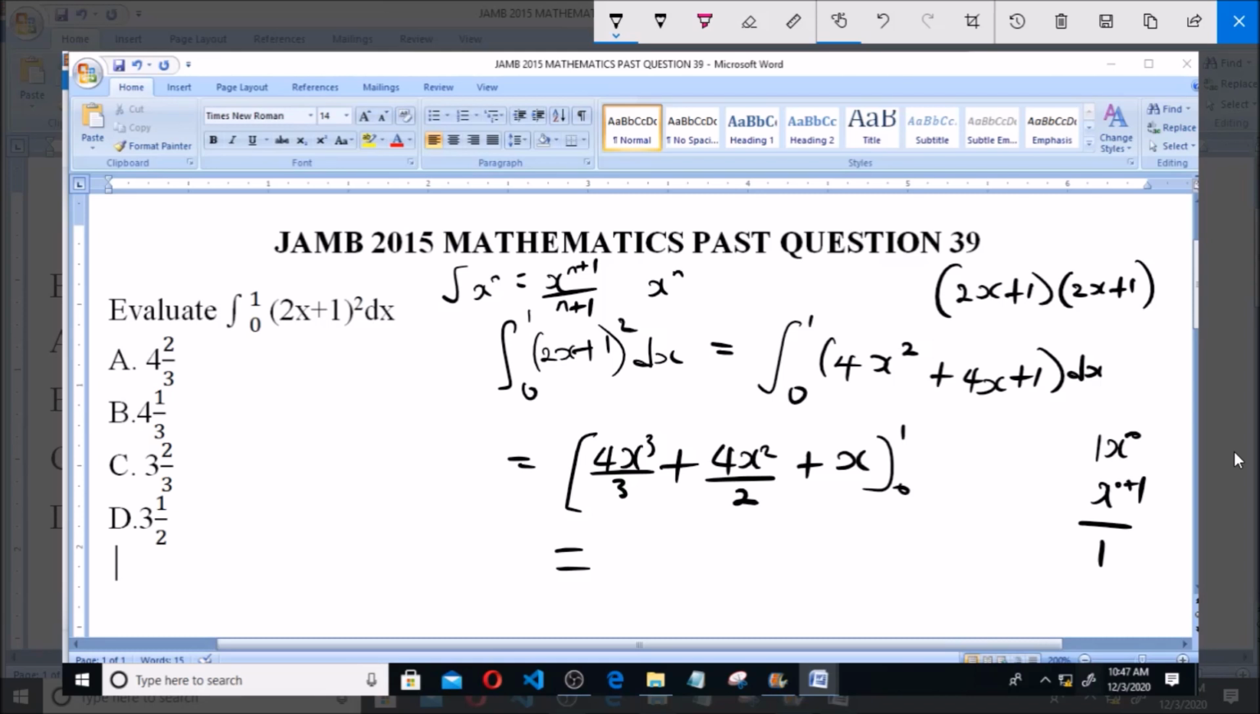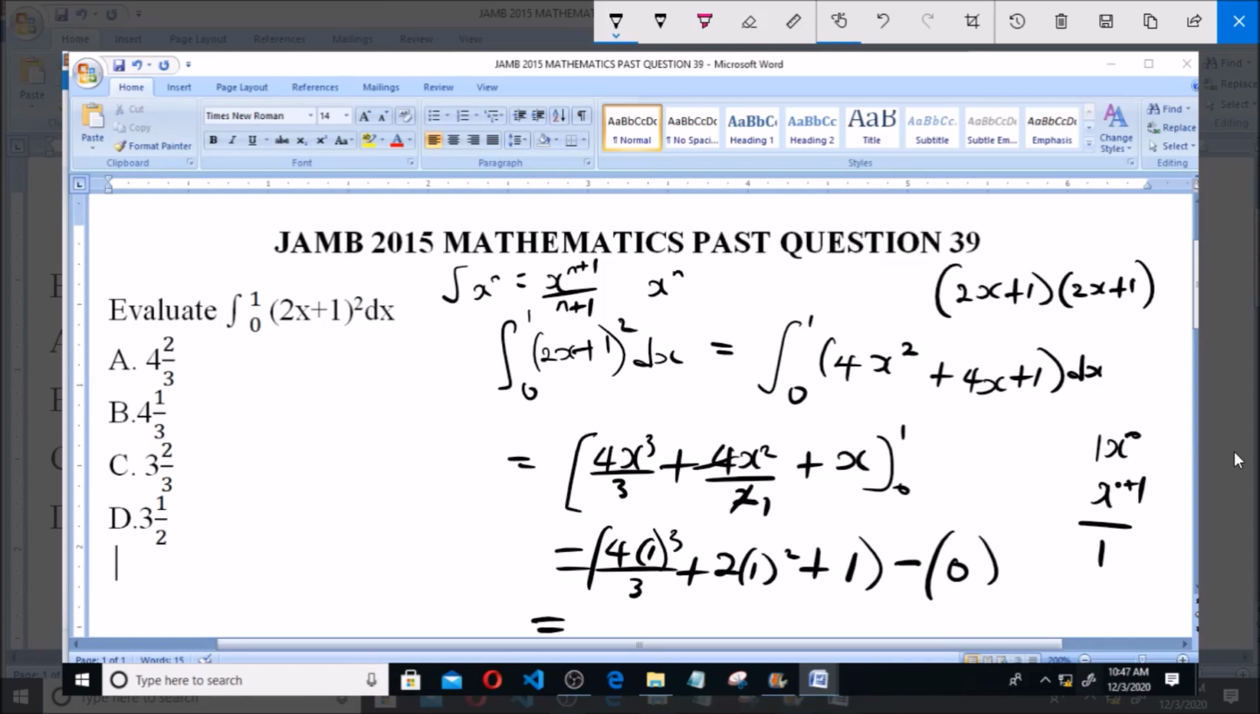now having limits 0 to 1 simply means that we have 4 into, when x is 1, 1 raised to the power of 3 all over 3, plus 2 into 1 raised to the power of 2, then plus 1. Then it's supposed to be minus, when x is 0, everything here will be 0. That's what this 0 stands for.